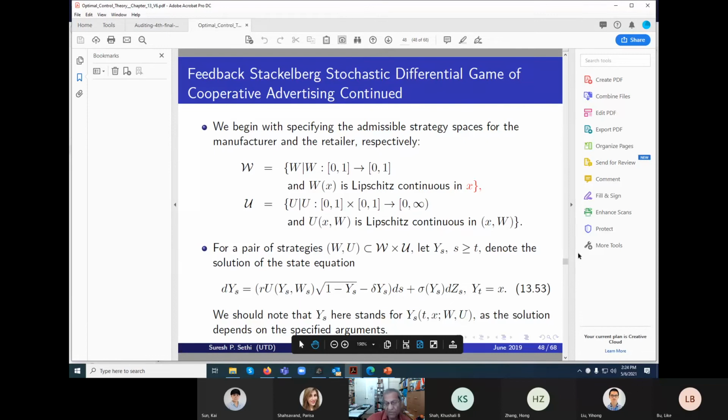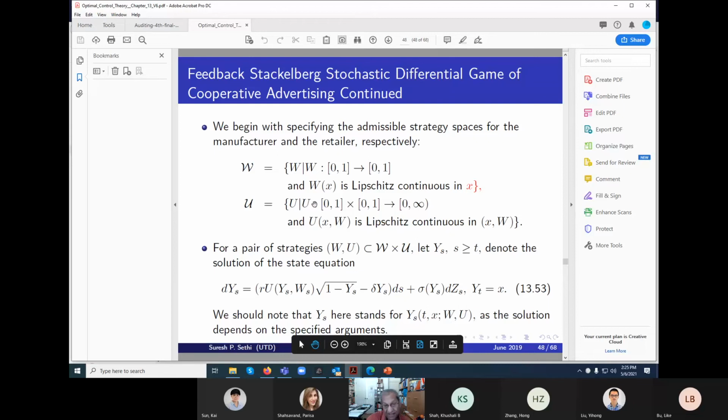So we can solve that equation. When you solve the equation, we will call the solution Ys, that began at T, that began at the market share X, given W and U. So for any W and U, there will be this state developing from T all the way to infinity, for every S above T. You can see that it depends on W and U. So for any W and U, I have to define this.